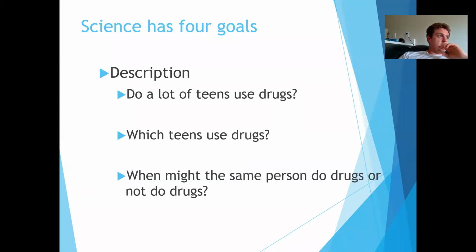So description is the earliest phase of research. It's really just discovering something or investigating something to see if it happens. So you're not really trying to figure out why or being able to change it. You're just identifying something. So a descriptive question might be, do a lot of teens use drugs or do a lot of teens smoke? When does this happen? Like at what age group or time during school? Stuff like that.